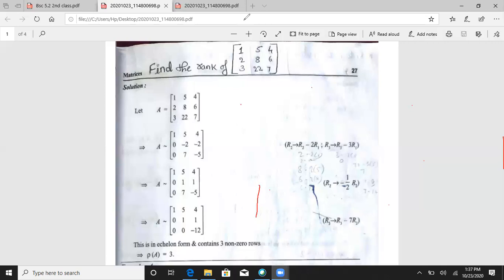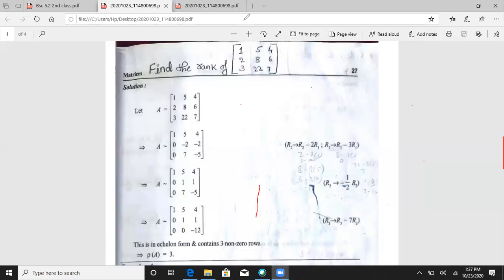Next come to here. The first row has a non-zero element, and the second row also has a non-zero element. That's why the rank of A is equal to 2. Means this is the 1, this is the 2. That is 2 non-zero rows are there.